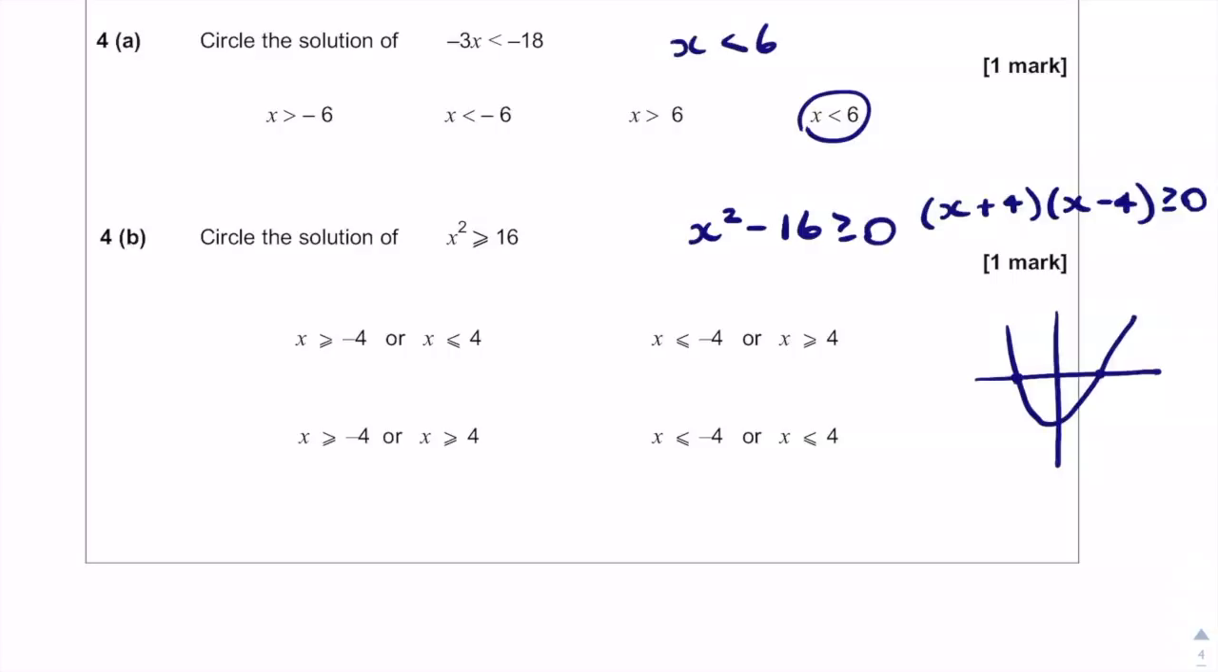For the values of x where y is greater than or equal to 0, it's going to be the points where the curve is above the x-axis. So it's these shaded regions here. So in other words, if this is -4, then x has to be less than or equal to -4. If this is 4, x must be greater than or equal to 4. So it's got to be this one here.